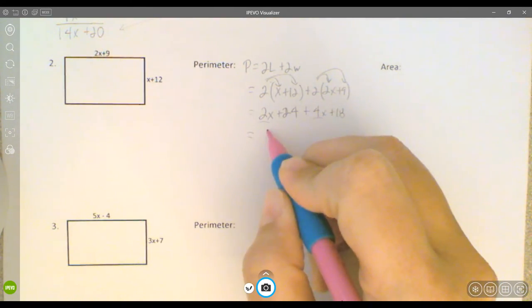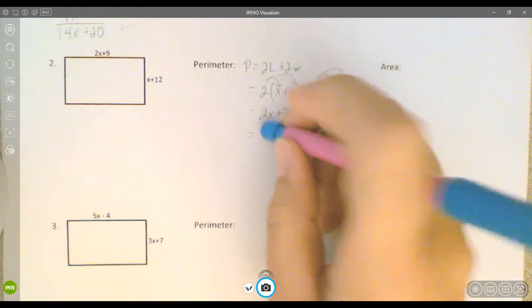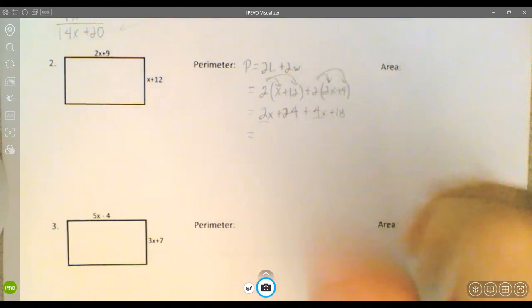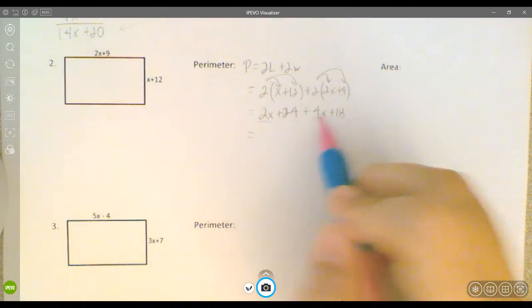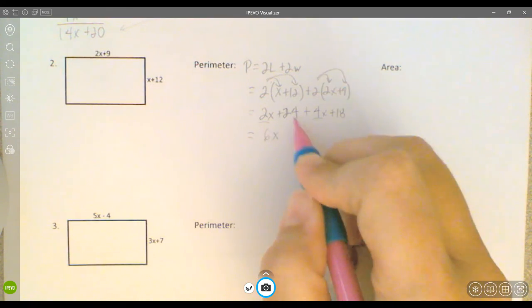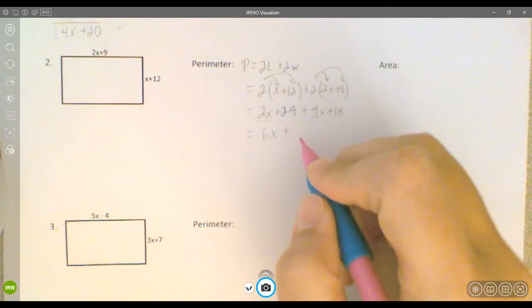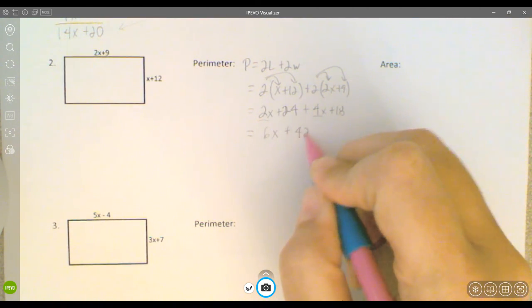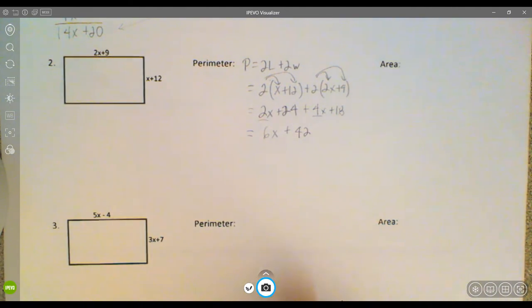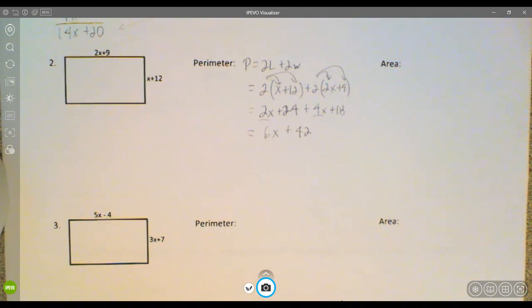Sometimes I like doing it this way because it does help me. I almost messed up there. It does help me sort of practice everything. 2x plus 4x is 6x, plus 24 plus 18 is 42. So that's a nice way to practice distributing and combining like terms.